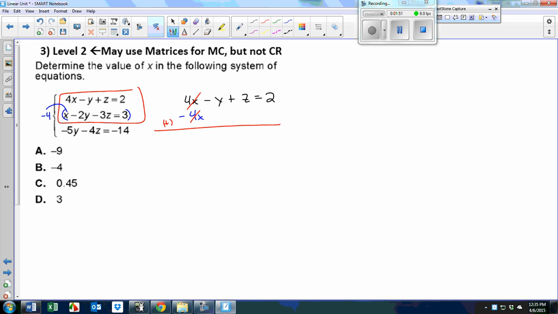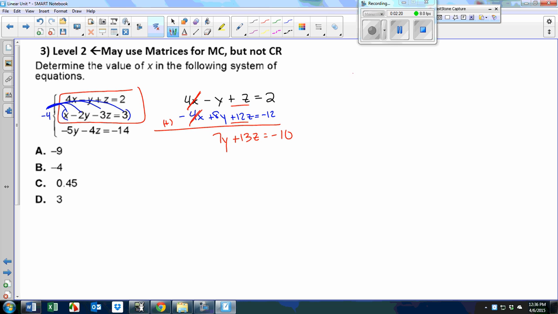All right, so that's the goal, but we've got to continue distributing this negative 4 to the negative 2y, so that'd be positive 8y, negative 4 to the negative 3, that'd mean positive 12z, and don't forget to do it on the other side, negative 4 times 3, negative 12. When we add the equations, we eliminate x. Negative 1y plus 8y is 7y. Positive 1z plus 12z is 13z. And then we add the 2 and the negative 12 and get negative 10.